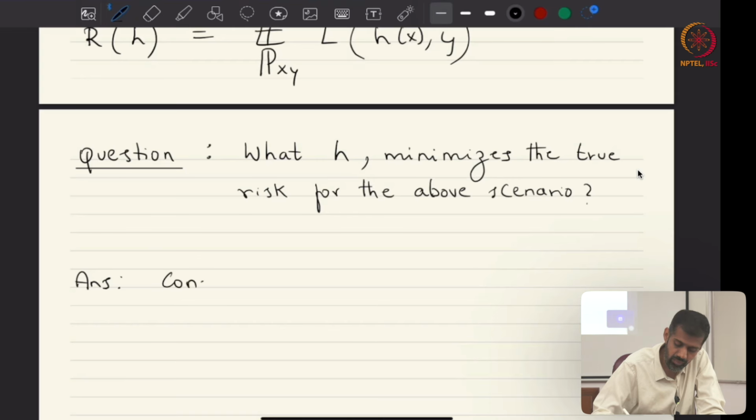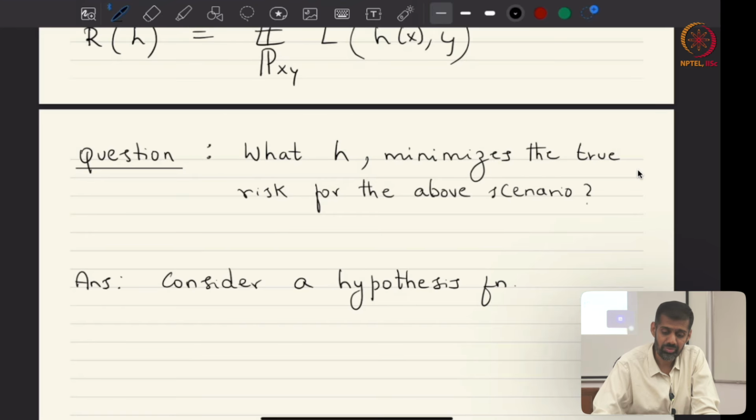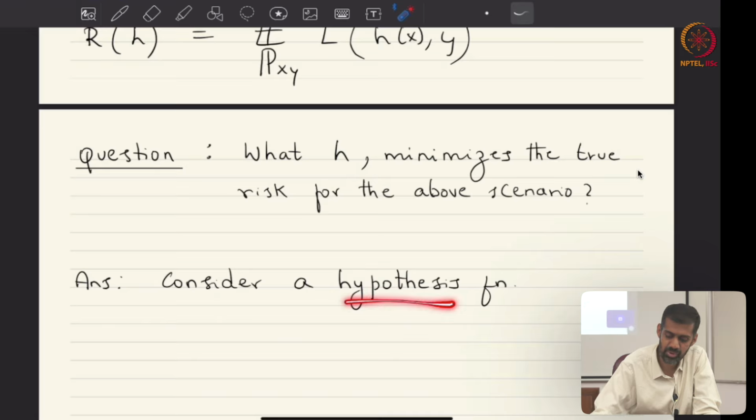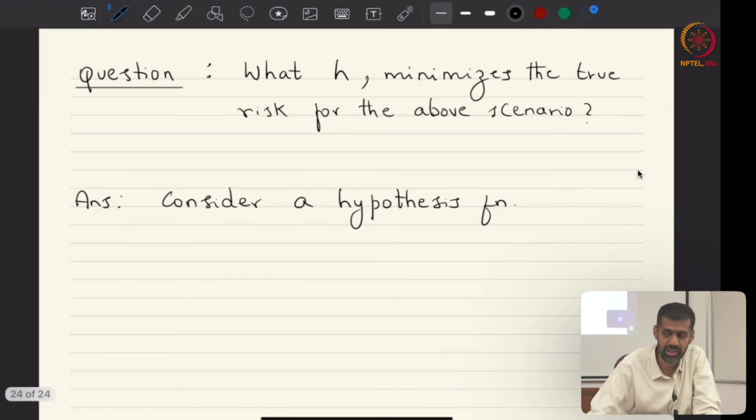consider a hypothesis, and by the way one can use the names classifiers and regressors for this hypothesis as well. So this hypothesis function is what is called a classifier, isn't it? If y is discrete, it is a classifier; if y is continuous, this is what the regressor is. Okay, so consider a hypothesis function, or a classifier in this case because we are looking at a binary classification problem, defined as follows.